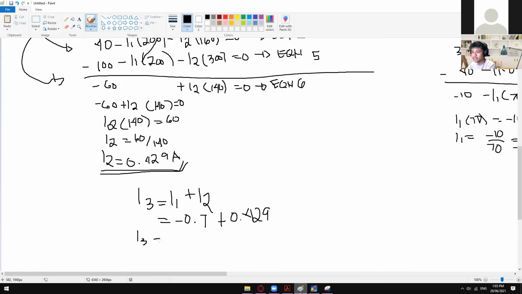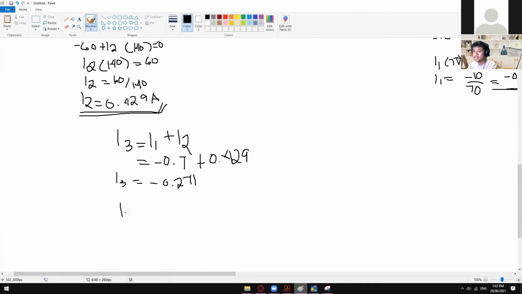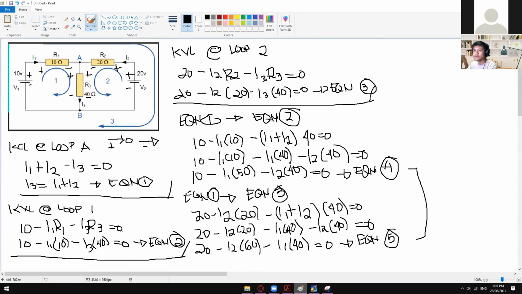So I3 is now equal to negative 0.7 plus 0.429, which will give us a result of negative 0.271. Once you've got all of the values of your currents, that's the time you can change this one into positive. So I3 now is equal to 0.271. Meaning this I3 right here is also incorrect.